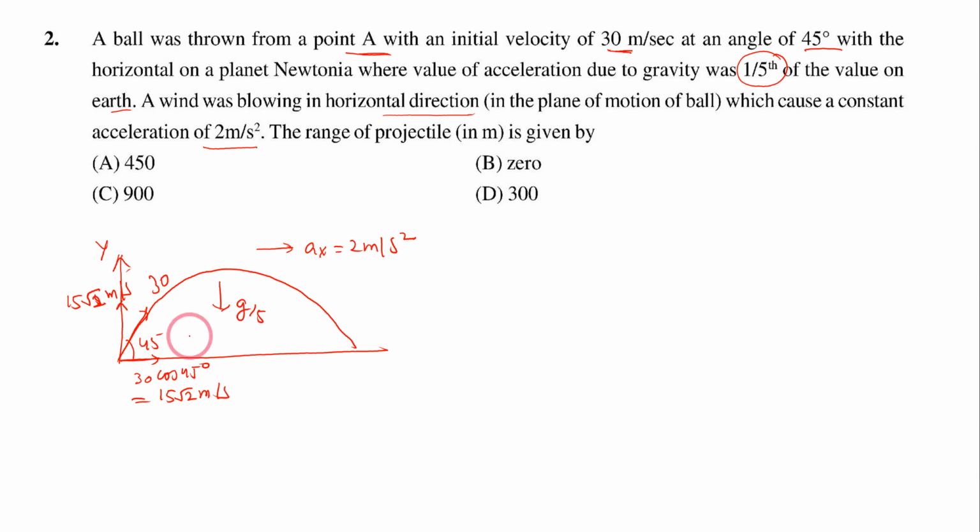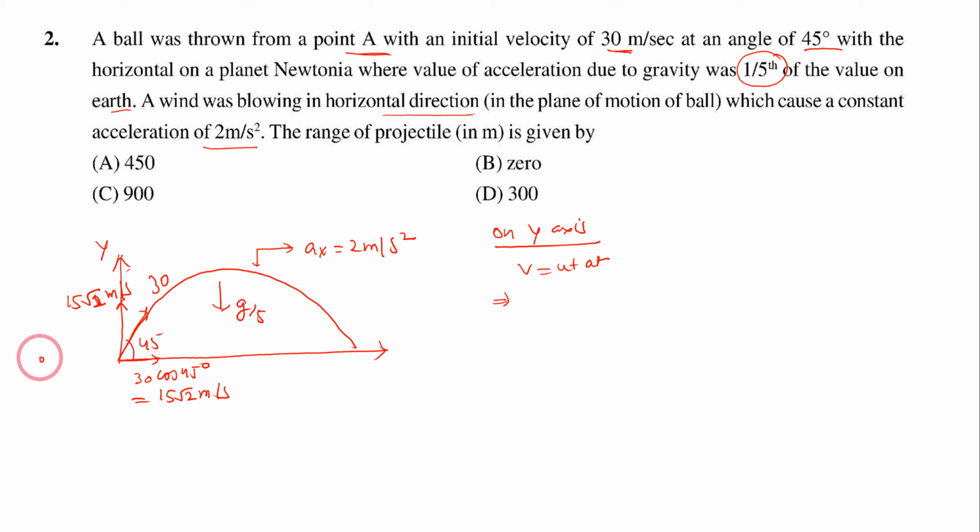So what we will do, we will find time on y-axis and use that time on x-axis. Now because both axes have acceleration, we'll be using the formula s equals ut plus half at square on both the axes, right? So on y-axis we have to find the time. So we'll be using v equals u plus at.